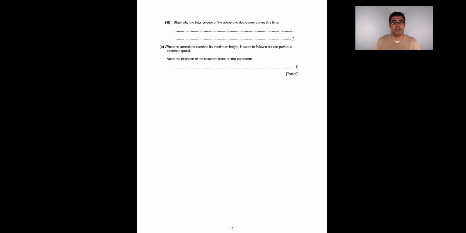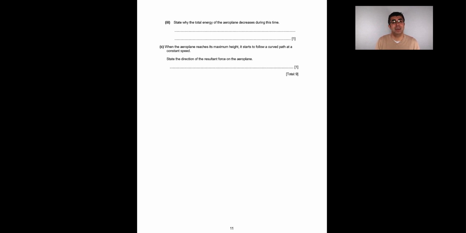Part 2, state why the total energy of the aeroplane decreases during this time. Remember, energy cannot be created or destroyed. It changes from one form into another. And what they're asking here is, why is it not a perfect conversion? Why is it not all going to GPE and kinetic? Why is the chemical energy not changing all to these two other forms?